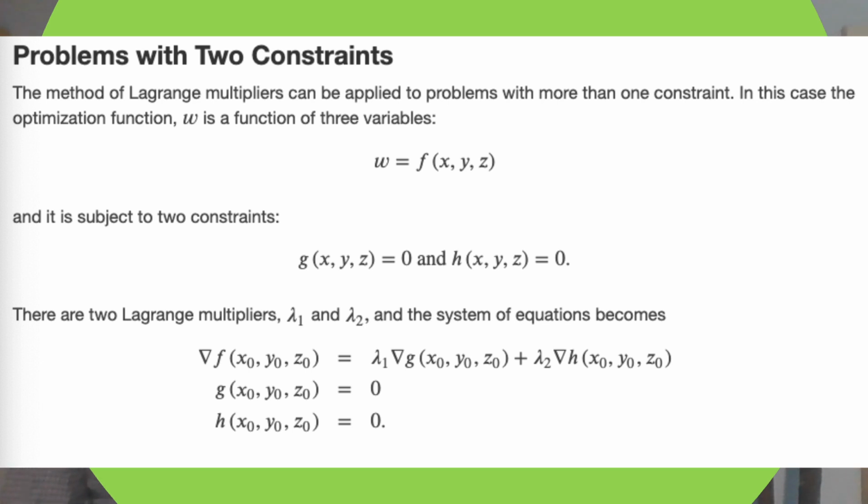So it turns out that the Lagrange multipliers for something like this will require you to set the gradient of the function that you're trying to maximize or minimize equal to a scalar multiple of the first gradient plus a scalar multiple of the second gradient. And with that, you will have one equation and two unknowns, lambda 1 and lambda 2.